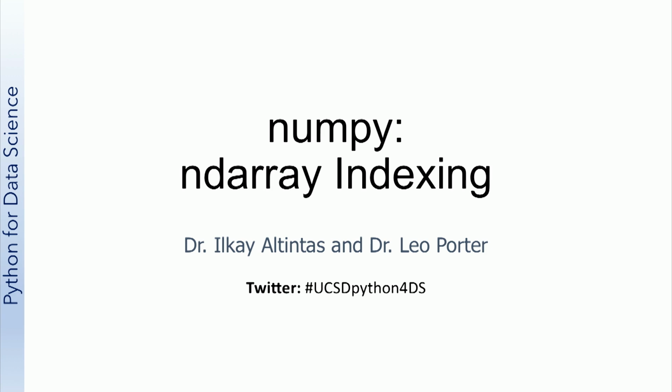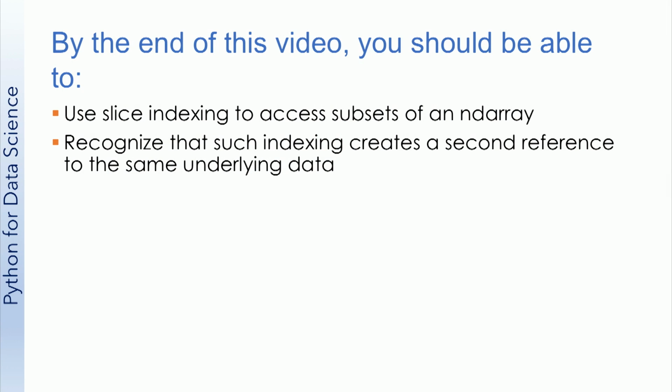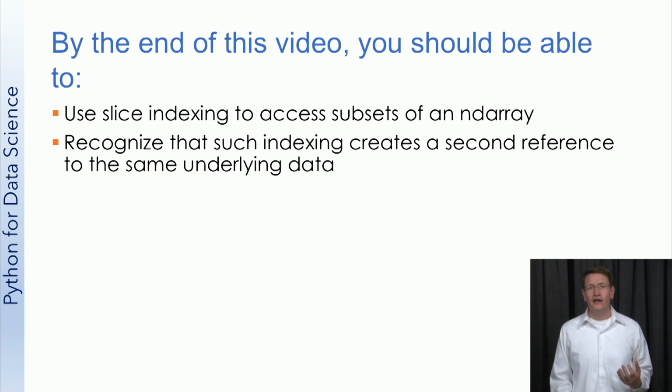In this video, we'll look at different approaches for accessing and permuting data in ND arrays. By the end of this video, you should be able to use slice indexing to access subsets of an ND array, and recognize that using such indexing creates a second reference to the same underlying data.